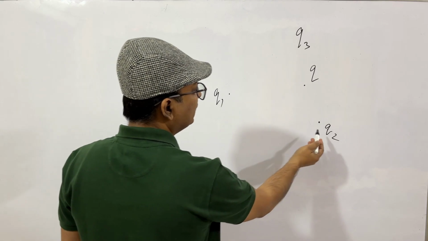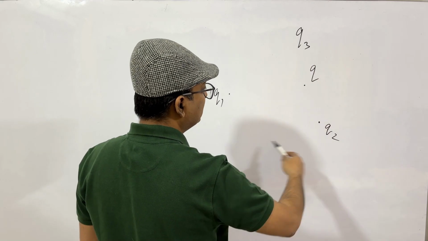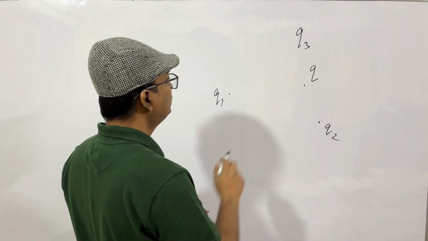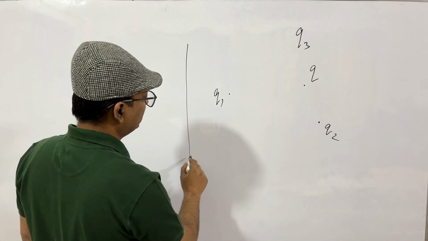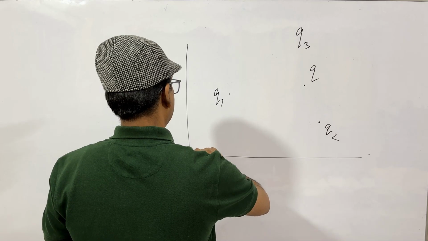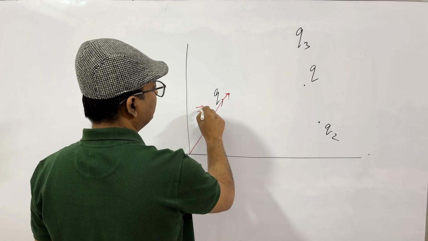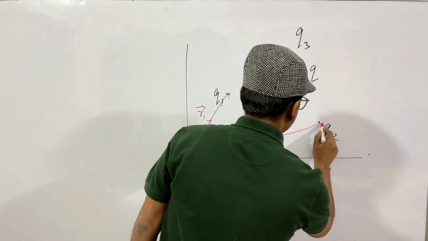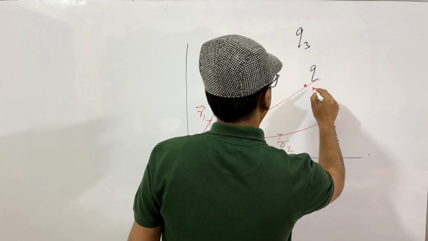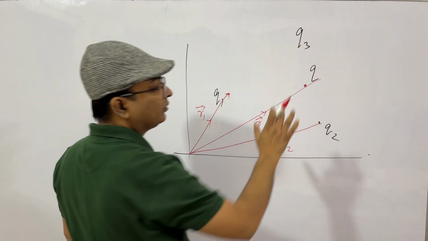Position vector of Q1 is R1. Position vector of Q2 is R2. We have to find the force due to Q3 in terms of these variables Q1, Q2, Q, R1, R2. So what is the meaning of position vector? If this is your XY plane, this is your R1, this is your R2, this is R. This is the meaning. For this it will be R3.